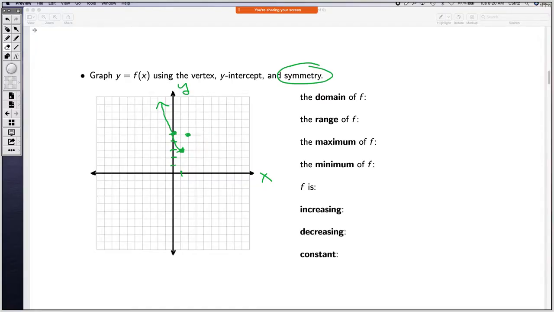So when in doubt, you draw what you can, and then you just label the word next to it, parabola, and then no one will question you. Okay?